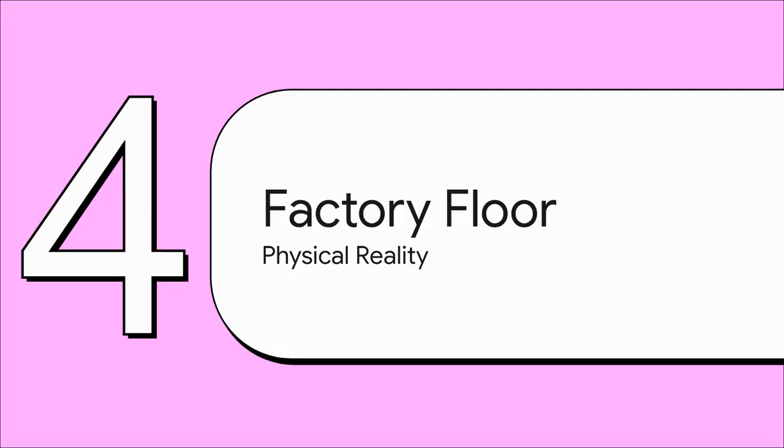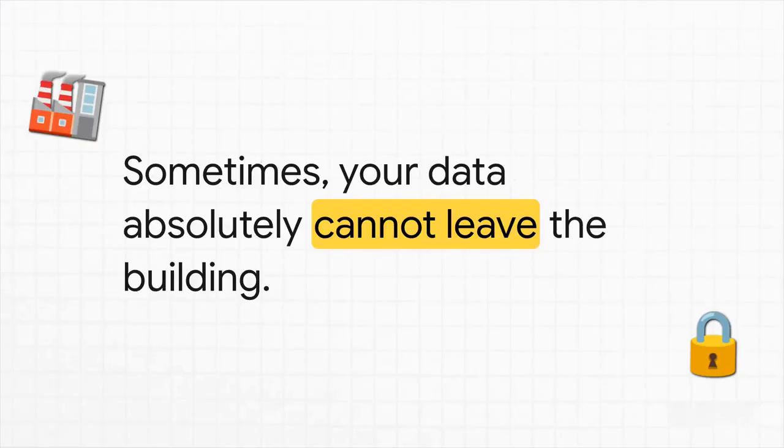Next up, Section 4, hardware on the factory floor. Because sometimes your data absolutely cannot leave the building. Picture a massive automated industrial site. You've got this highly advanced robotic arm assembling precision machinery. That arm relies on real-time data processing to make micro-adjustments every single millisecond.